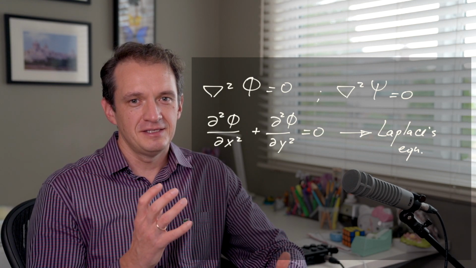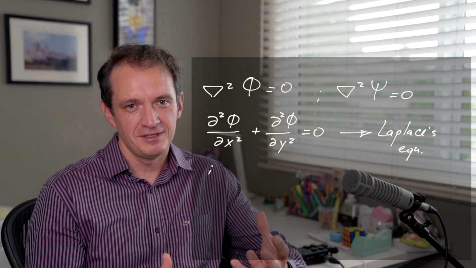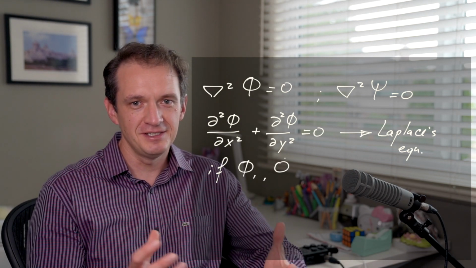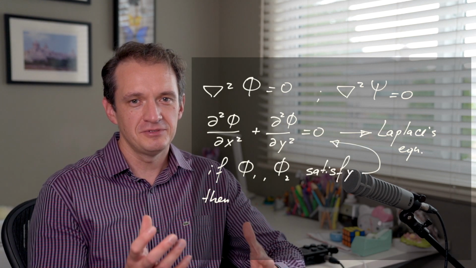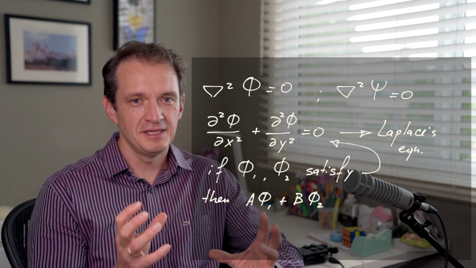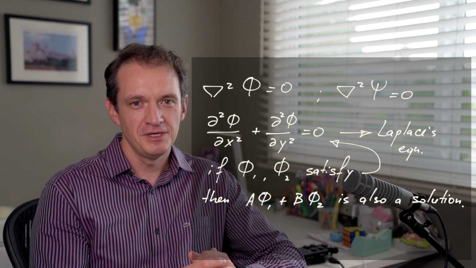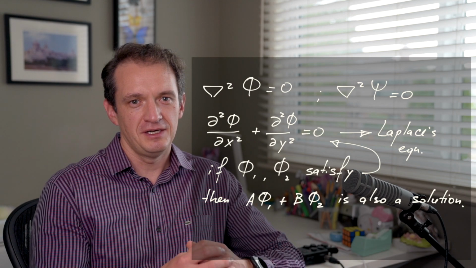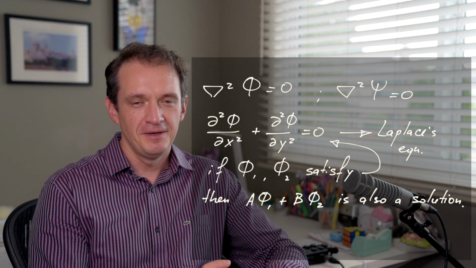And those equations are linear, meaning that if there are two solutions, then the linear combination of those solutions is also a solution. That allows us to combine known solutions of simple flows, so-called elementary flows, into a representation of a more complex geometry.